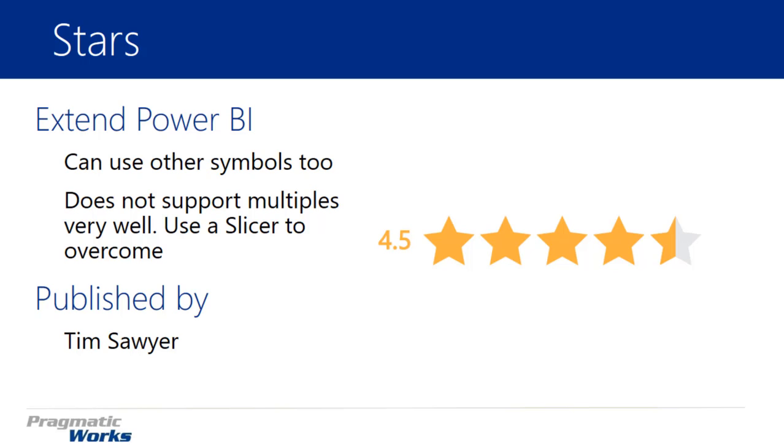One thing I'll mention here is it doesn't really support multiples very well. So if you had, for example, what we're going to show in our demonstration, multiple movies, it doesn't show multiple movies very well. What you can do is take an average of all those movie ratings if you wanted to, or you can use a slicer to visualize multiple values and toggle back and forth between each of the movies. Now you do have here who the publisher is.